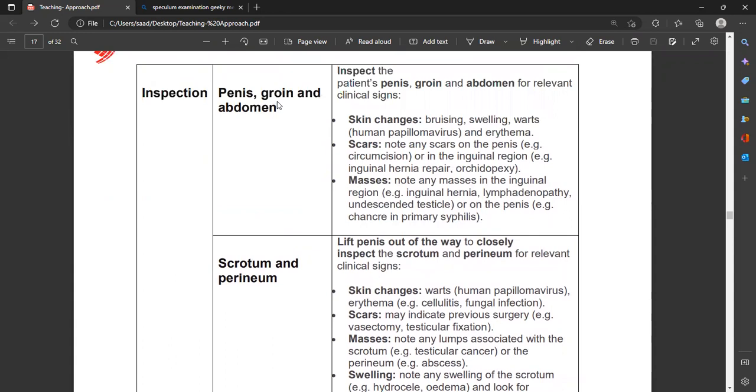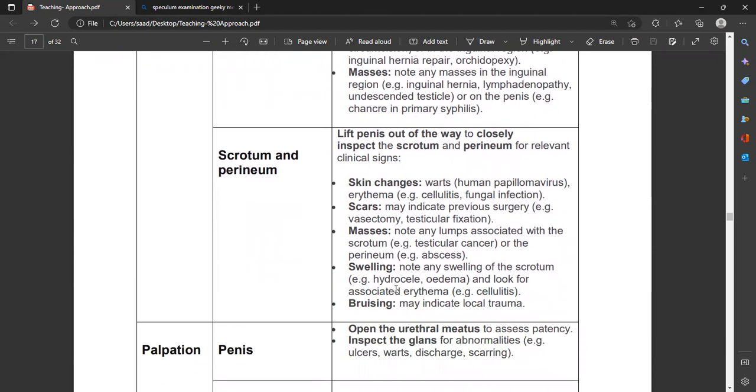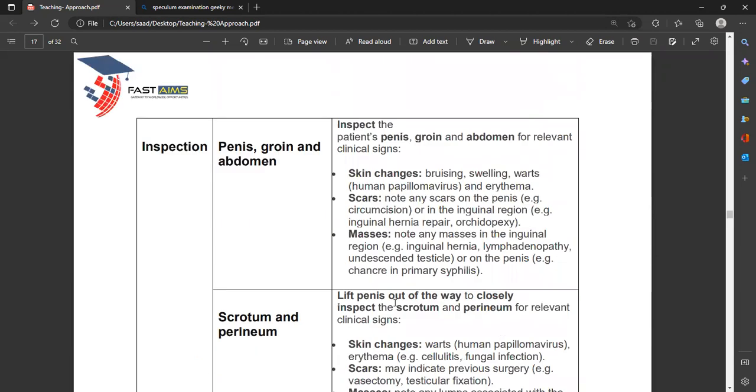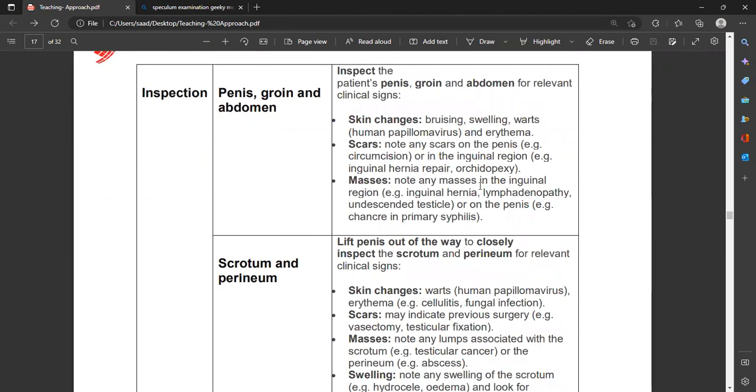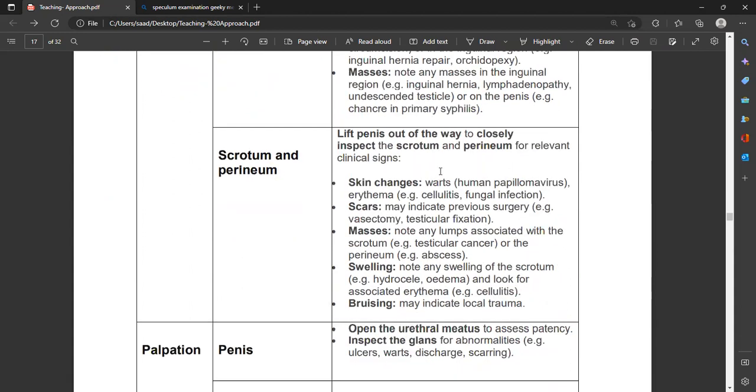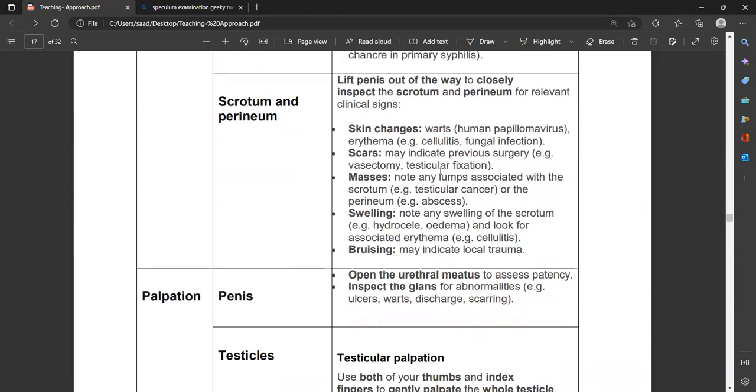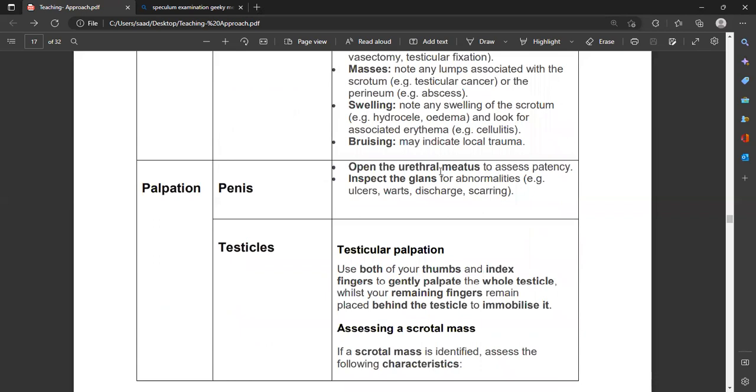And okay, John, the first thing is inspection. We inspect the penis, groin, scrotum, and perineum, and we look for any skin changes, scars, masses, swelling, and bruising. In 2 sentences, you have cleared the inspection part. If you are asked what kind of scars, then I have written down this: in the inguinal region, inguinal hernia repair, orchidopexy, or any surgery that has been done in the past. You can say these. And the masses, there could be a cyst, there could be hernia or lymphadenopathy, undescended testes. You can mention them if he asks questions. If he doesn't ask, just state that we look for skin changes, scars, masses, swelling, and bruising. Just headings. Now you are good with that, and now move to palpation.